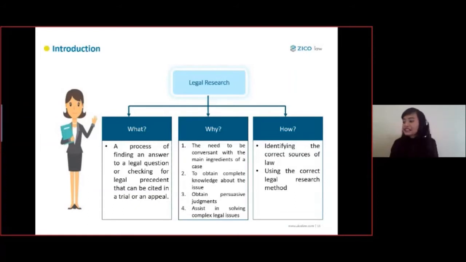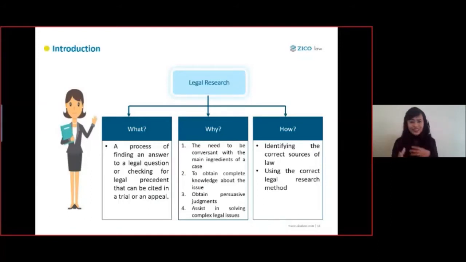Okay, so what is legal research? Legal research is basically a process of finding an answer to a legal problem and finding legal precedents to support your arguments. Why do you need to do legal research? Firstly, if you're a lawyer, your bread and butter is really just legal precedents on cases and statutes. So if you don't do your research, you will not be able to incorporate that into your arguments.